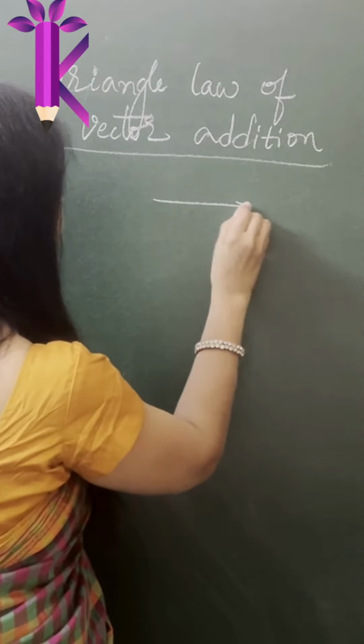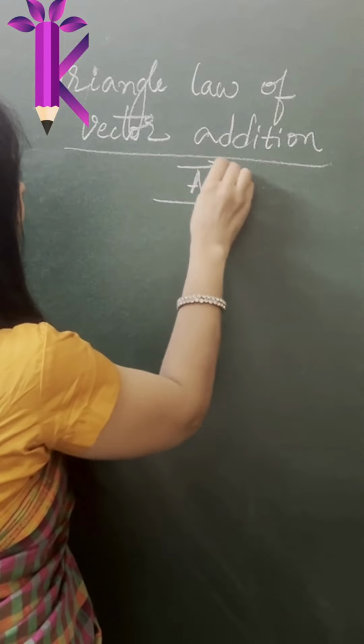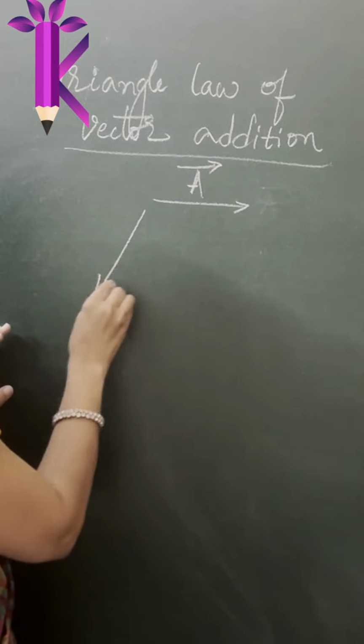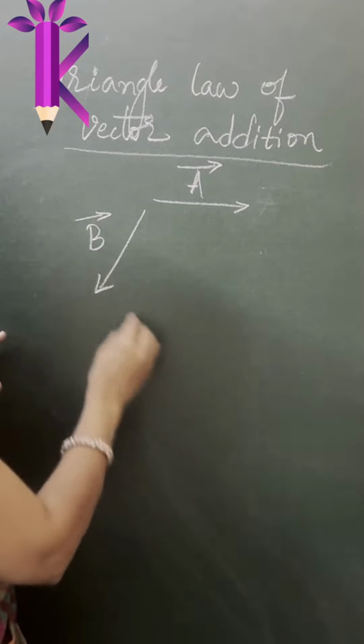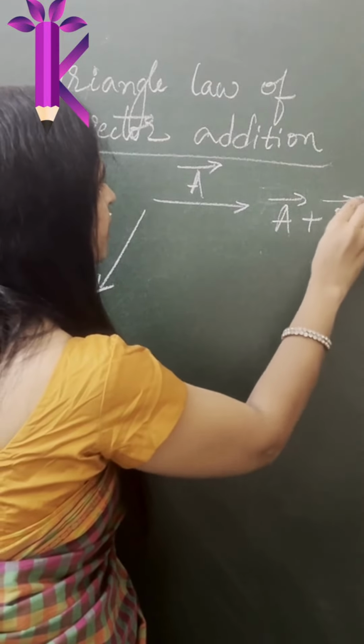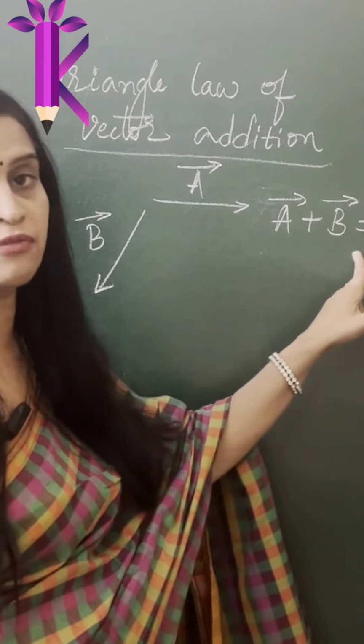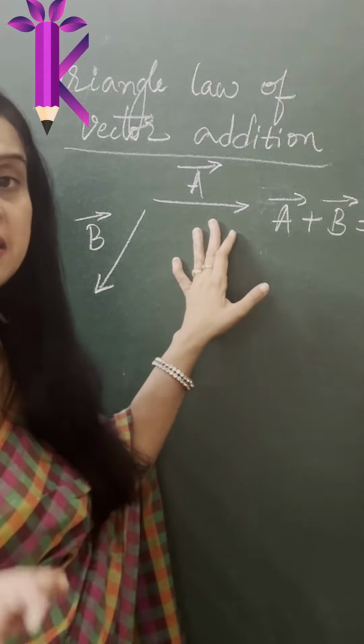So here let's take two vectors. Let's say this is vector A, and let's say there is another vector here which is vector B. Now the job is, somebody asks you, how do you pictorially show me what will be the sum of A and B? How do you find the sum of vector A and vector B?